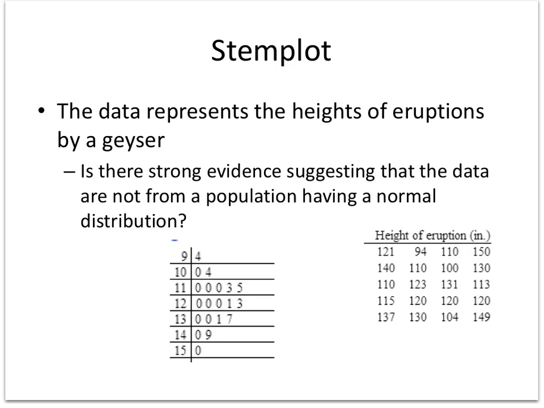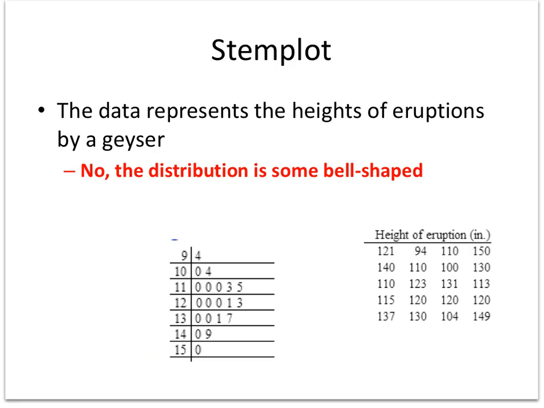Right, it says, is there strong evidence that suggests the data are not from a population having a normal distribution? I would say no, because again, if you looked at this and flipped it over on its side and made these bar graphs, that looks pretty normal. Looks like your bell-shaped curve.